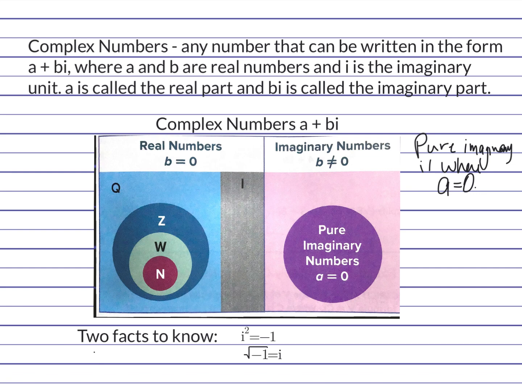Two facts to know. These are very important. i squared equals -1. If you see i squared, you replace it with -1. And the square root of -1 is equal to i. So if you see i squared, replace it with -1. And if you see the square root of -1, replace it with i. Okay, so moving on to the next thing.